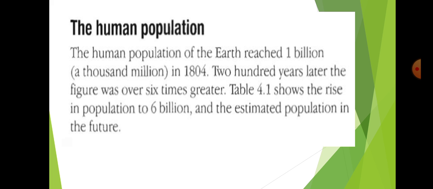The human population of the Earth reached 1 billion, 1,000,000,000, in 1804. 200 years later, the figure was over 6 times greater. Table 4.1 shows the rise in population to 6 billion and the estimated population in the future.